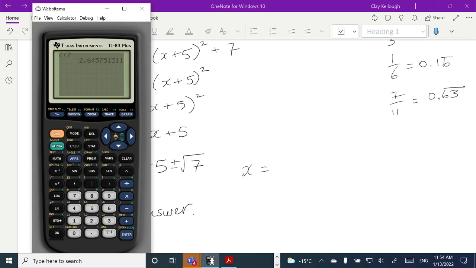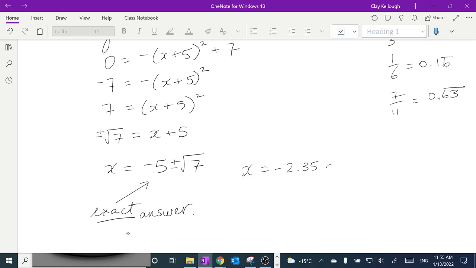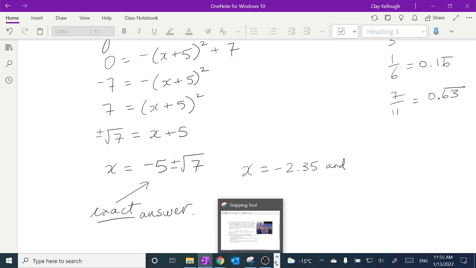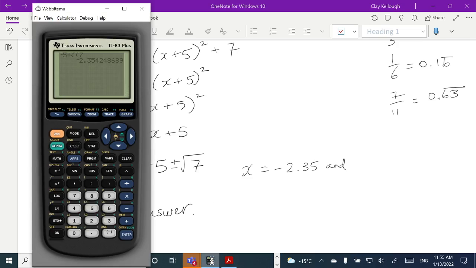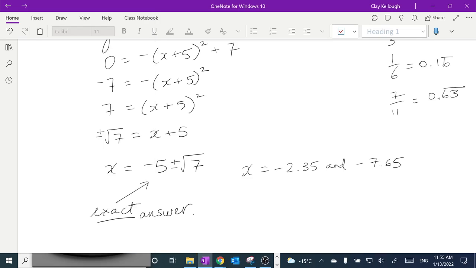So what is -5 plus the square root of 7? So -2, I'll use two decimals, -2.35 is one of my answers. And what is -5 minus the square root of 7? So -5 minus the square root of 7 is -7.65. And there we have it. There's our two answers. Those are our two x-intercepts.